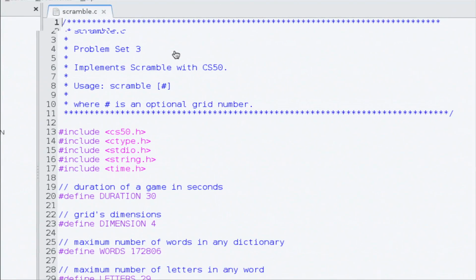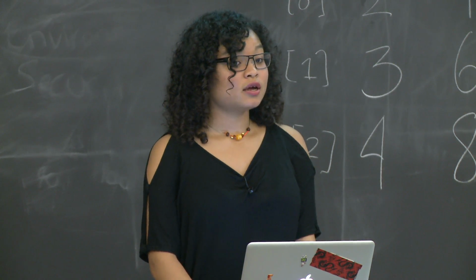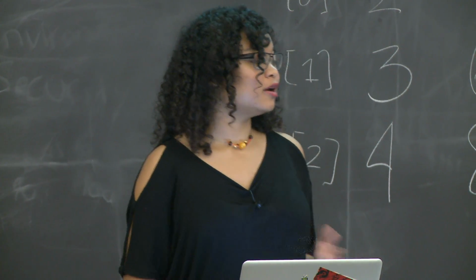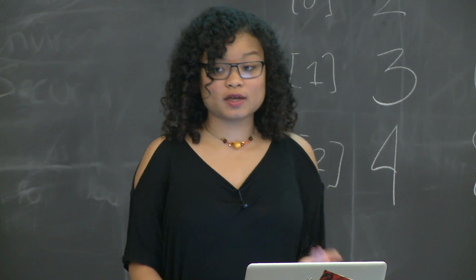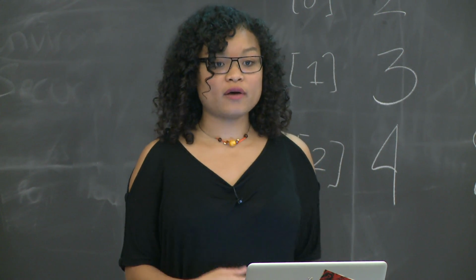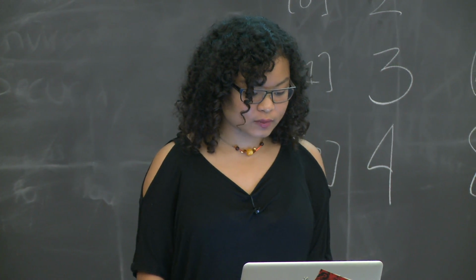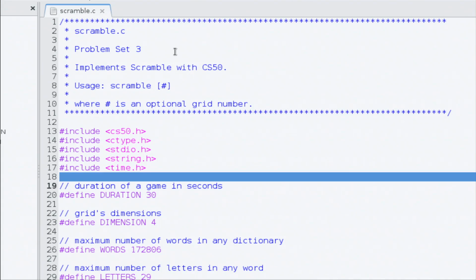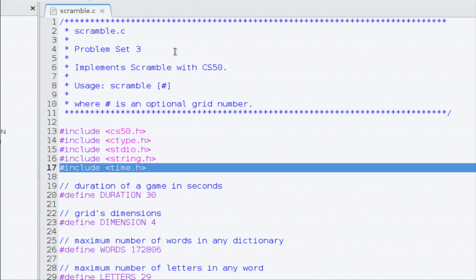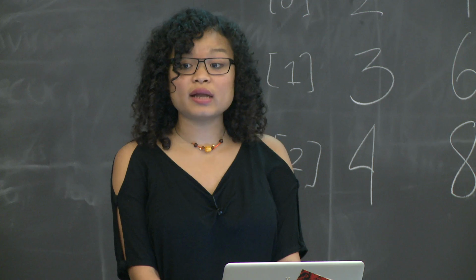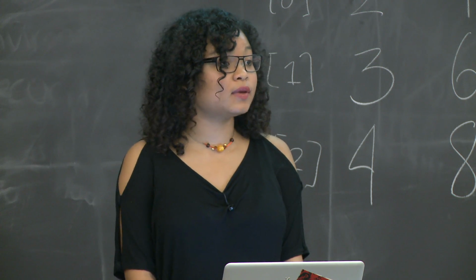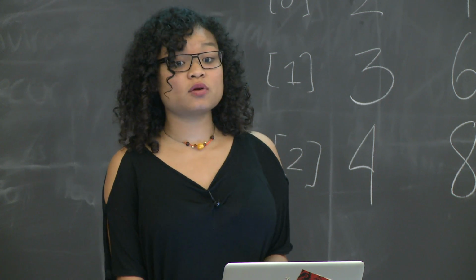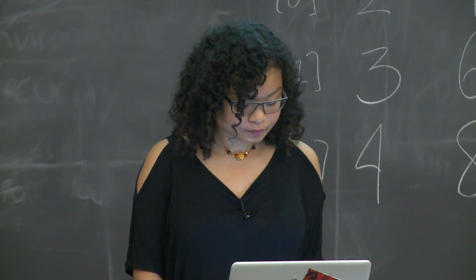Okay, so let's start at the top. Also here you'll notice that the good style of this distribution code is to our benefit because we can see comments that explain how the code's being used. Okay, so we have this, including our libraries. Notice that here we have include time.h. And so that library allows us to keep track of time because in Scramble, you have to enter as many words as possible within a given time frame.